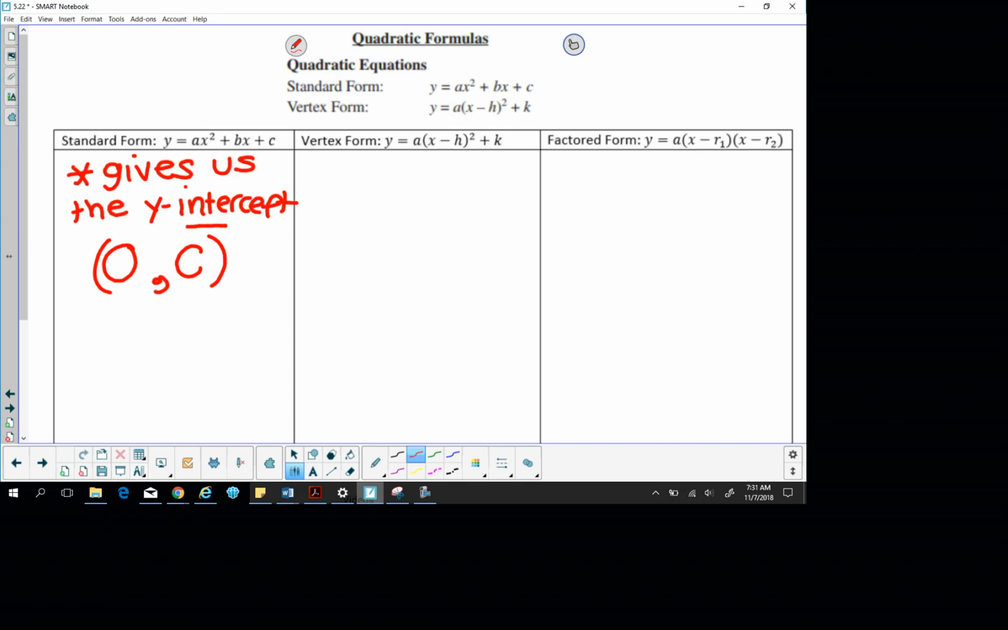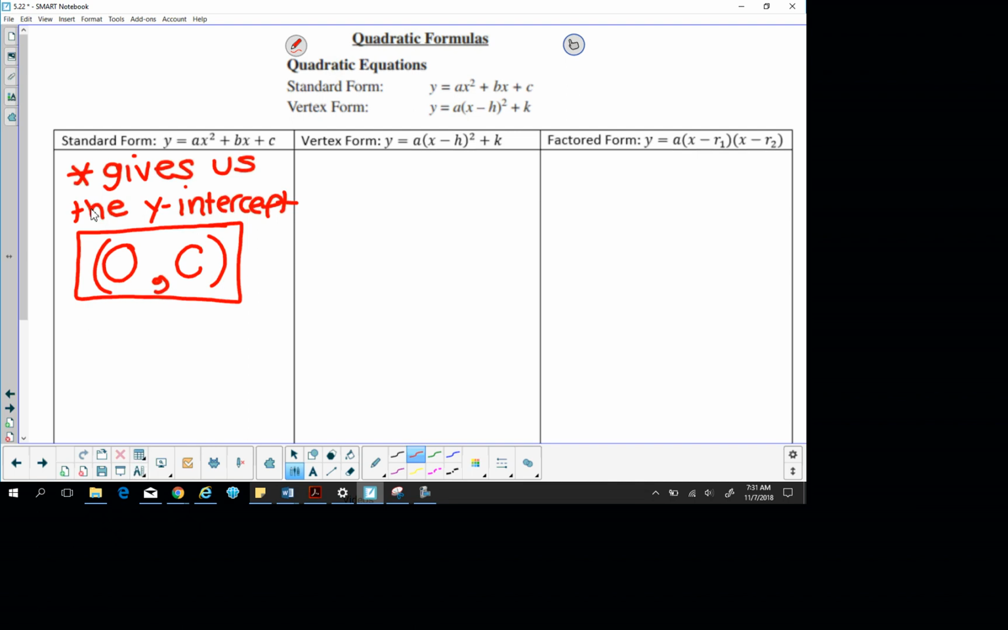So if you're looking for your y-intercept, it's 0, comma, whatever your constant is. Just like when we did our do now, you saw that the constant there was -5. That was the one by itself. It's the same thing here. So standard form gives us the y-intercept pretty easily. Make sure you guys are writing this down.